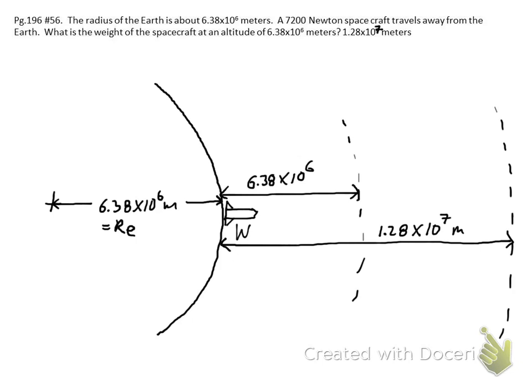Let's pull this problem out another. If we need to see that 1.28 is now 3 times 6.38 times 10 to the 6 meters. Okay, so now at this point, we are triple the original distance from the center of the Earth.